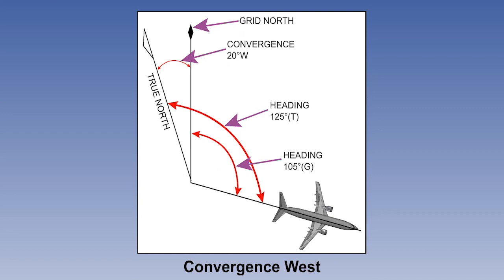This one shows convergence west, true best. True north is out to the west of grid north, so convergence is defined as west. The grid heading is 105 degrees. Convergence west, true best. True should be 20 degrees more than grid, so the true heading should be 125 true.